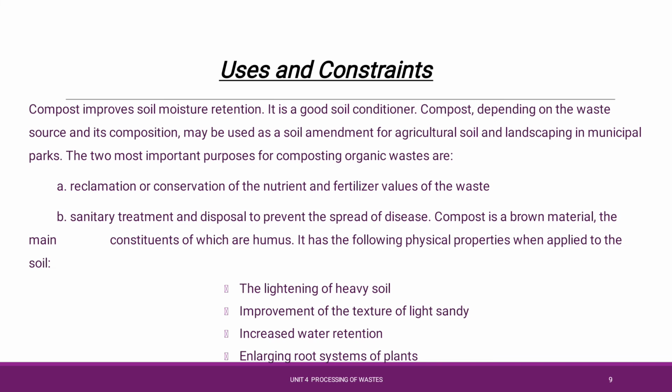So, two important purposes for composting organic substances are, first, reclamation or conversion of nutrients into fertilizer, and second, sanitary treatment and disposal of waste to prevent diseases. The compost obtained is usually brown in color, light in weight and slightly sandy like topsoil, and it can hold water for a longer duration and enlarge the root system of the plant, since it is a manure.